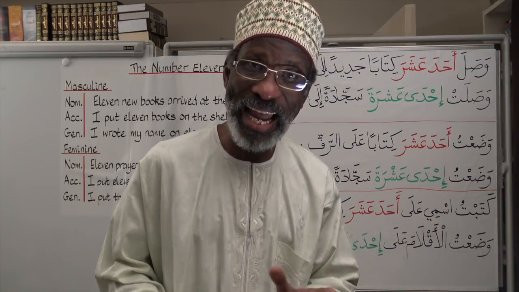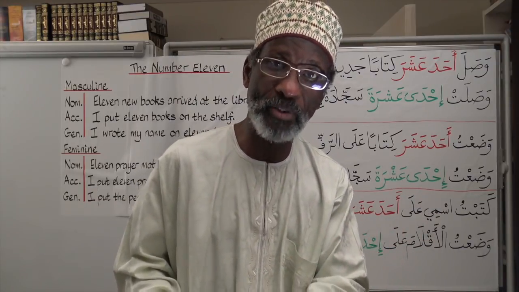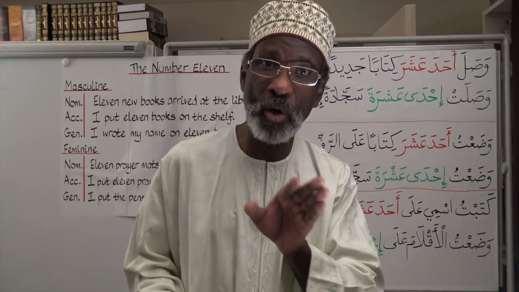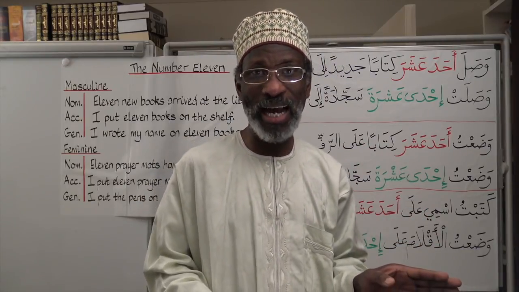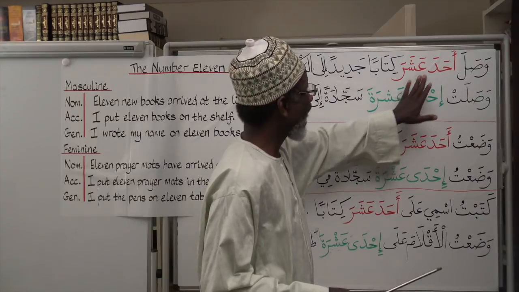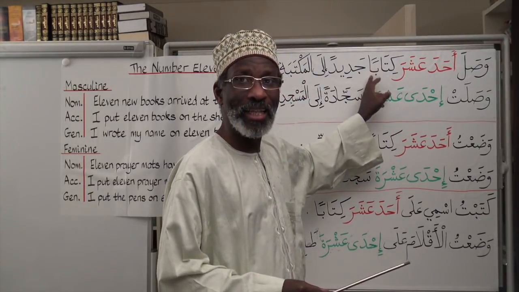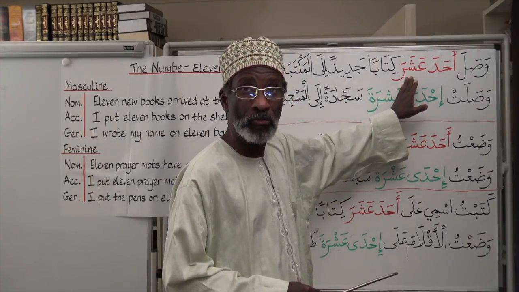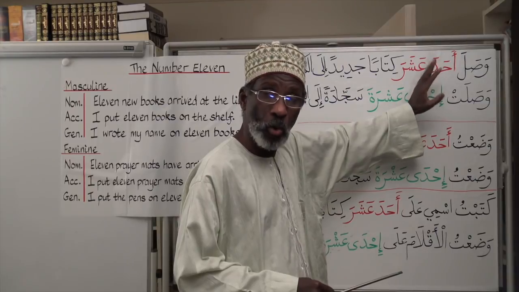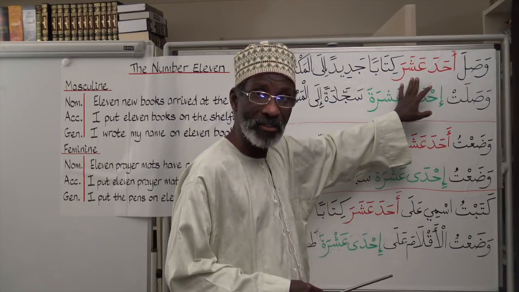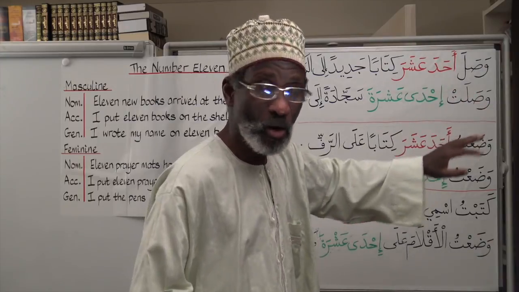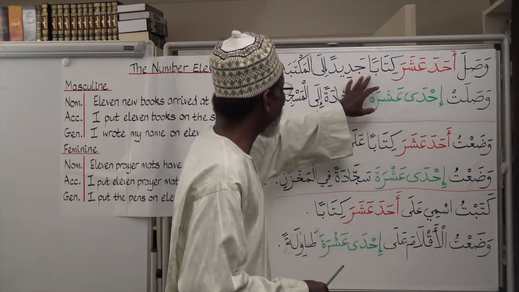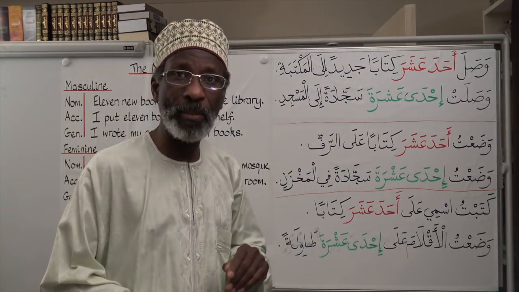But when the number 10 is part of the compound number, such as 11 to 19, that 10 will have to be of the same gender as what you are counting. Example of that is this: ahada ashara kitaban. Kitab is masculine. Therefore, we use ashara in the masculine form. Remember, the number 1 is always the same anyway. So, for different reasons, they're both of the same gender as the item being counted here. وصل أحد عشر كتابا جديدا إلى المكتبة.